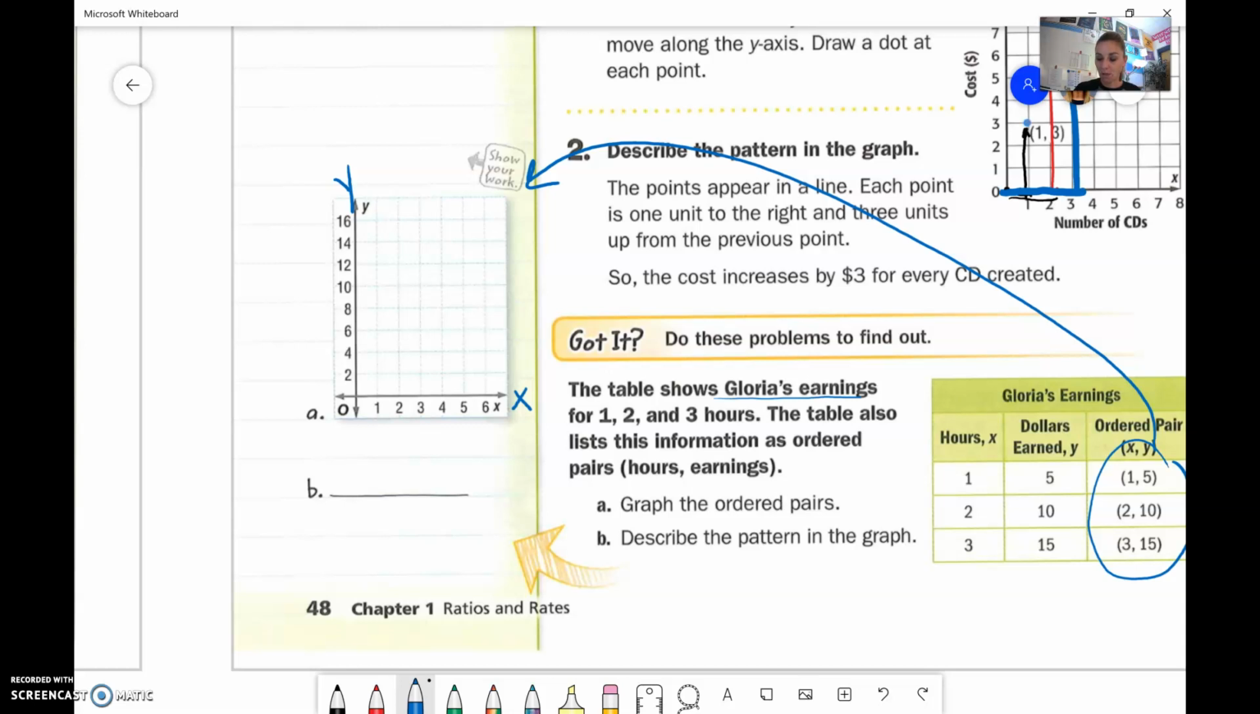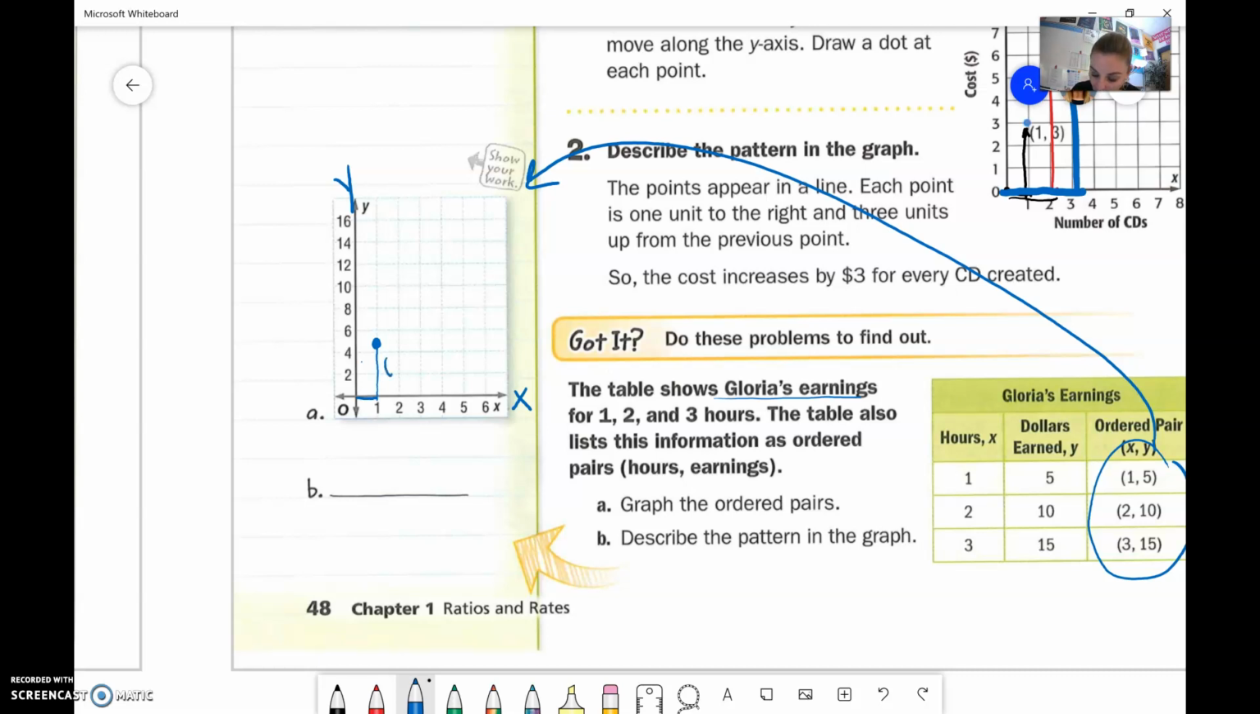Okay, so I'm going to go over 1, up 5. Oh my gosh, there's not a 5. What are we going to do? Okay, guys, think about this. 2, 4, 6. What number is in between 4 and 6? 5. So does it necessarily have to go directly on one of those horizontal or vertical lines? No, it doesn't. I'm going to go over 1, and I'm going to go up to 5, and put my dot right there in the middle, my ordered pair.